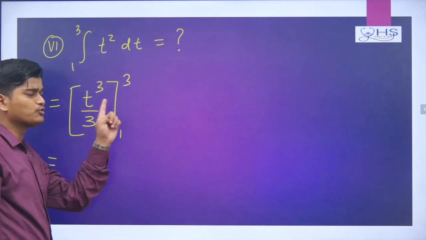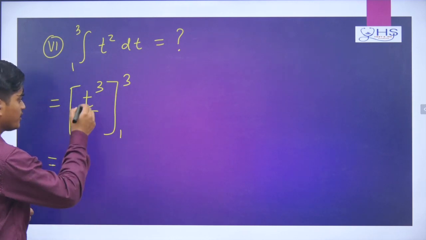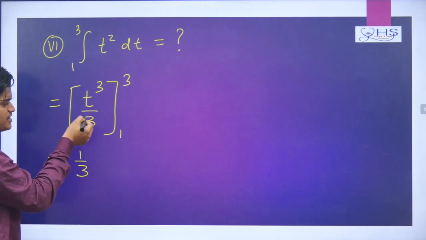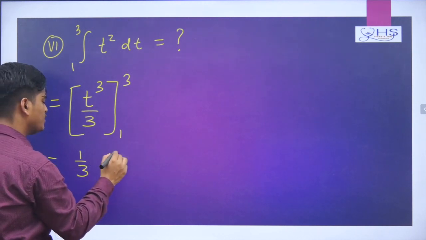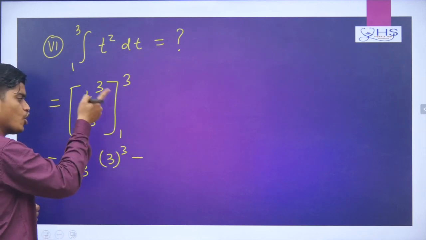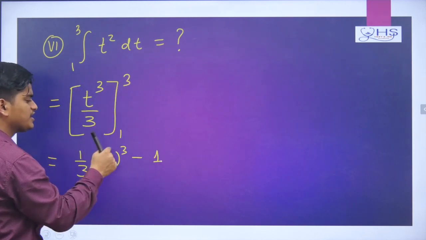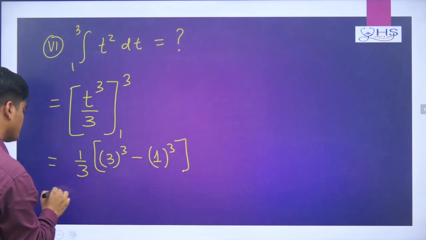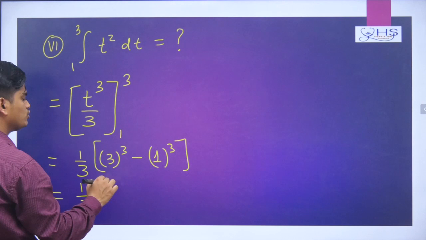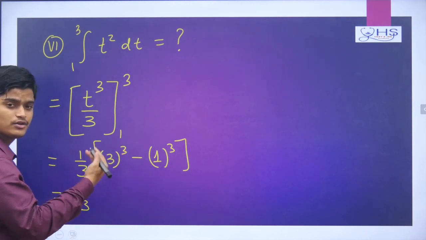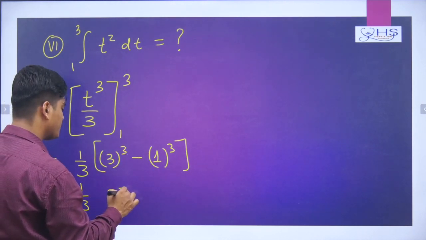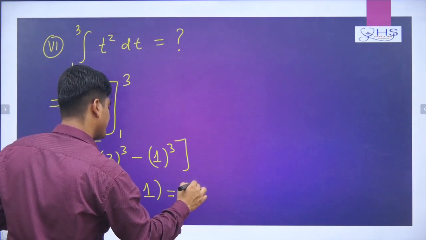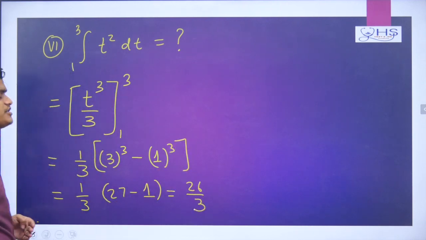Now in place of t you have to substitute 3. But t cube is there, so 3 to the power 3 also has to be written. So 1 by 3, this 3 is a constant, you take it out. Then 3 to the power 3 minus, first put the upper limit 3 to the power 3, then the lower limit minus 1 to the power 3. Now how much is coming? That is 1 by 3. 3 to the power 3, how much will it be? 3 into 3 into 3, basically 27, minus 1. So here it is coming 26 by 3. So this is your answer.